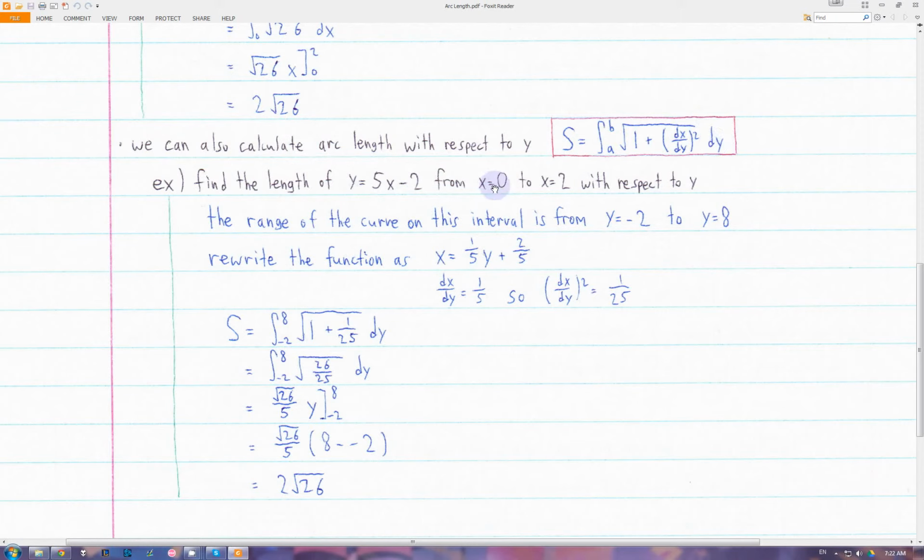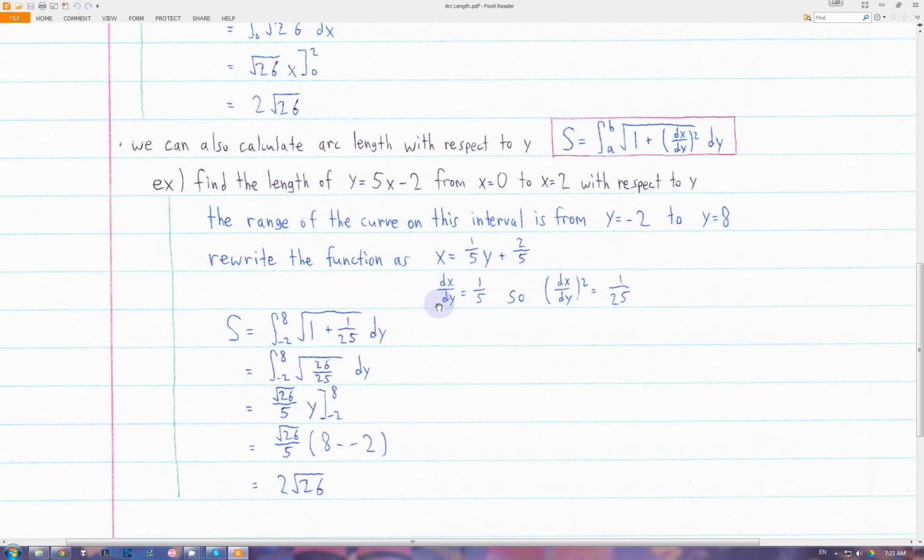So we need our new limits of integration, since we need y values instead of x values. So at x equals 0, the y value is negative 2, and at x equals 2, the y value is 8. So the new limits will be from negative 2 to 8. And then we need to rewrite the function as a function of y. So solving for x, we get x equals 1/5 y plus 2/5. Now we can differentiate to find that dx/dy is 1/5, and dx/dy squared is 1/25.